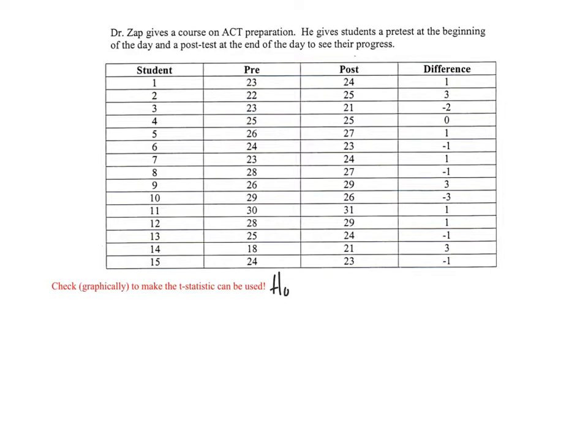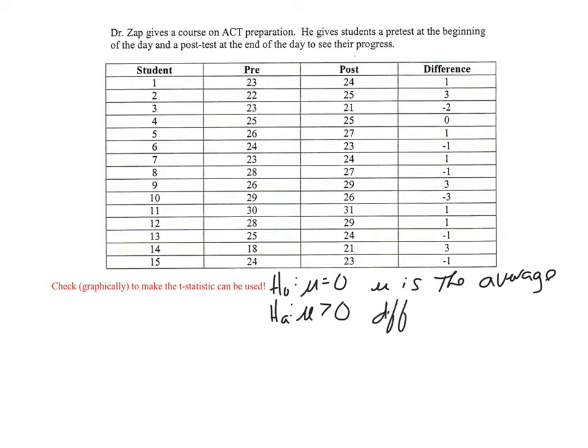The null is that mu is equal to 0, and the alternative is that mu is greater than 0, because I did post-test minus pre-test. We're trying to show this program works and causes your score to go up. So mu is the average difference, and it's important here to make a note of which way we subtracted. So I did post minus pre.